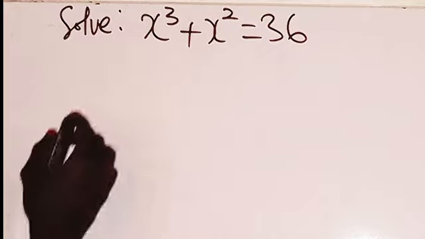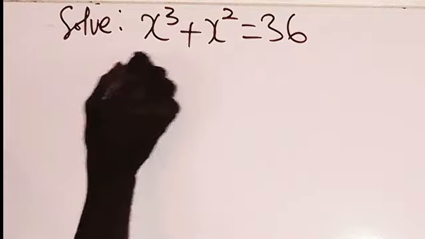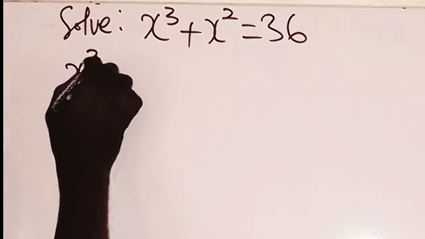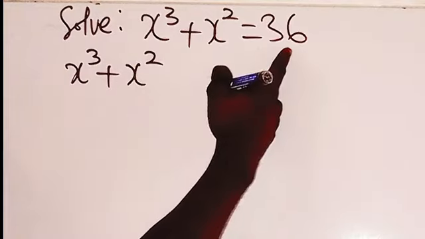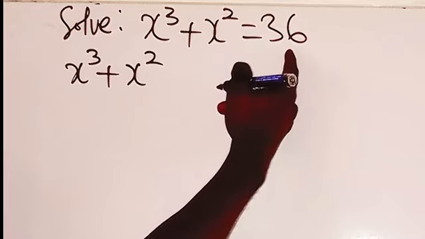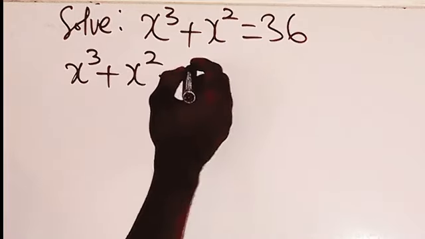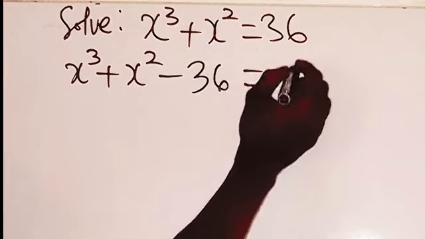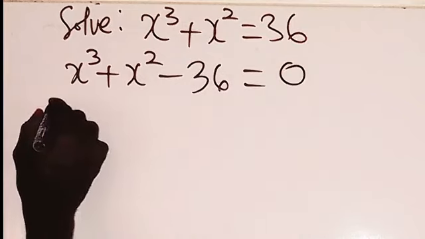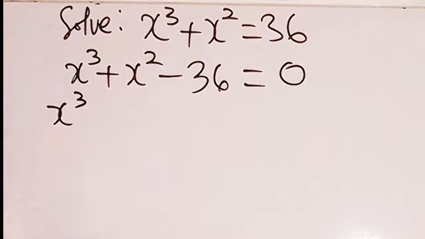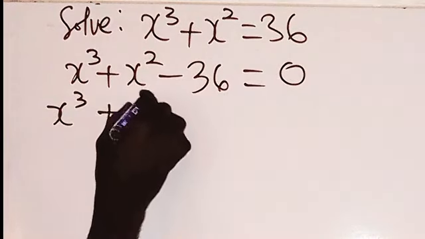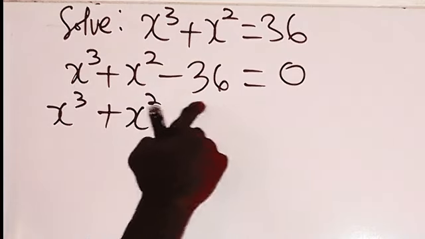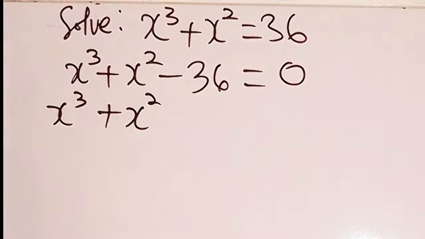So we are going to have this. I'm going to rewrite this as x to the power of 3 plus x to the power of 2, and I'm going to transpose the 36 to the left hand side. So now I'm going to have x to the power of 3, plus x squared, and here we have minus 36.